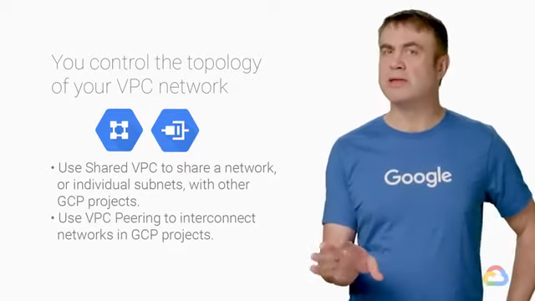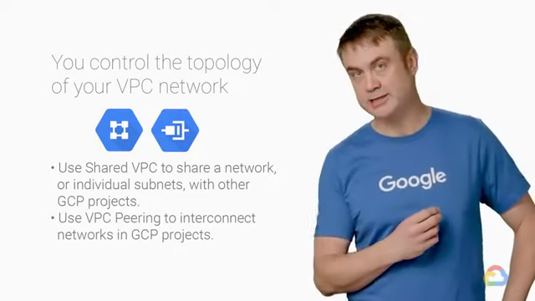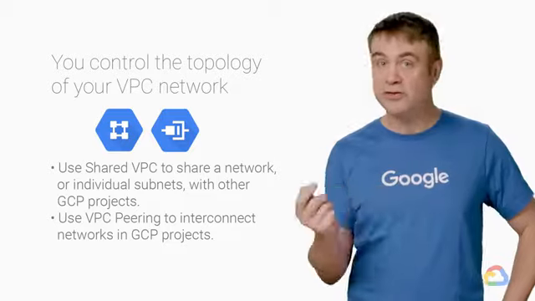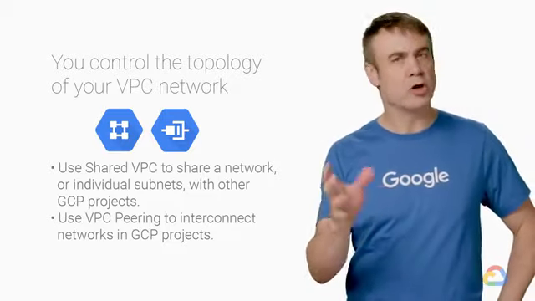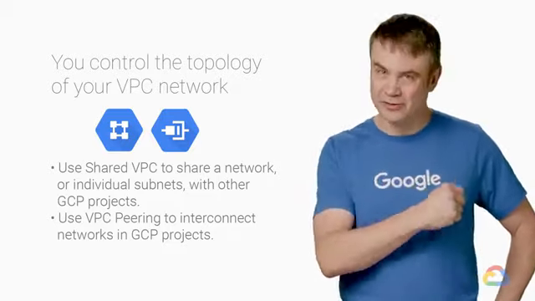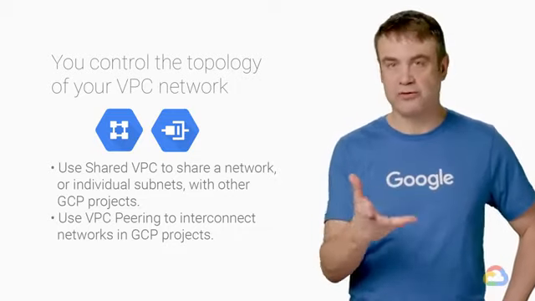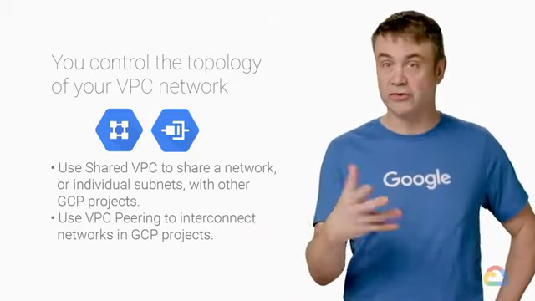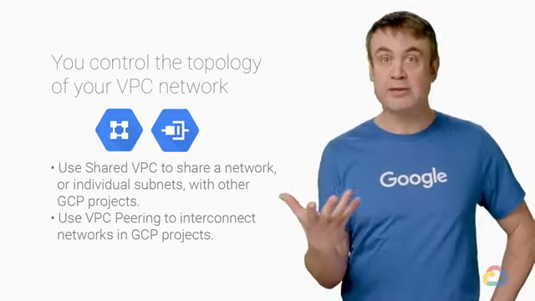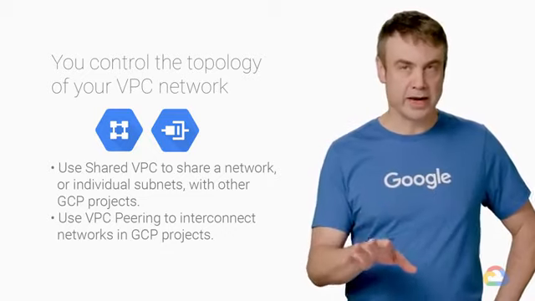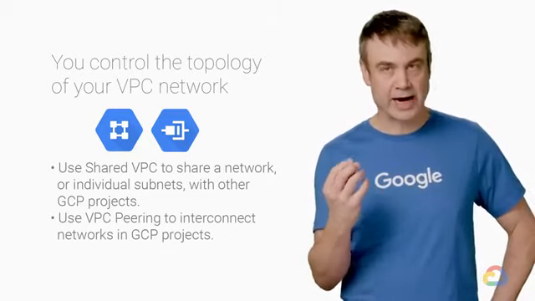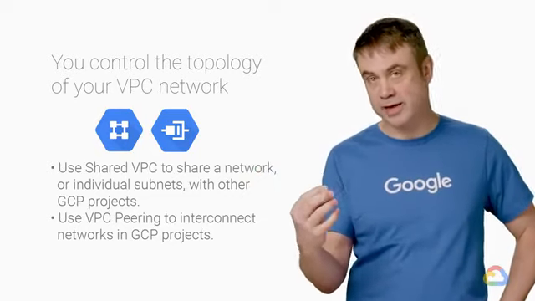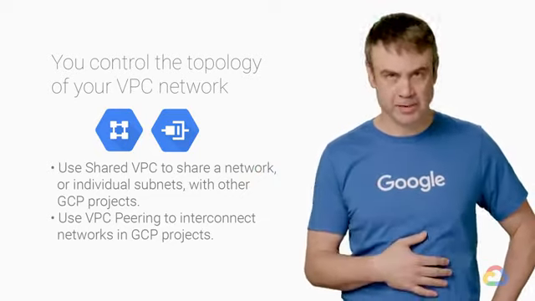Remember I mentioned that VPCs belong to GCP projects. But what if your company has several GCP projects and the VPCs need to talk to each other? Don't worry, that's totally doable and manageable. If you simply want to establish a peering relationship between two VPCs so that they can exchange traffic, that's what VPC peering does. On the other hand, if you want to use the full power of IAM to control who and what in one project can interact with a VPC in another, that's what shared VPC is for.